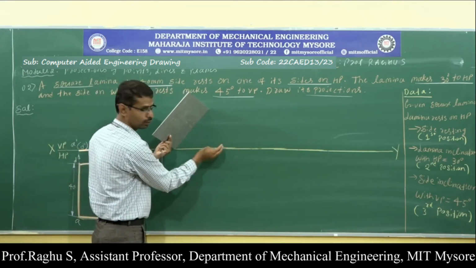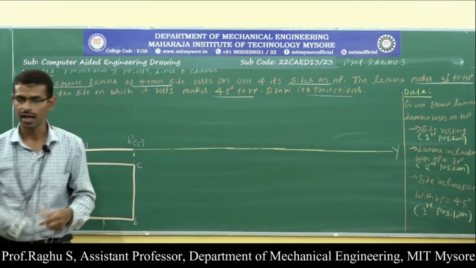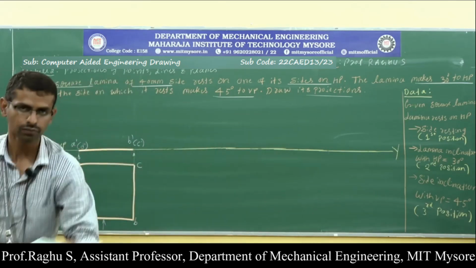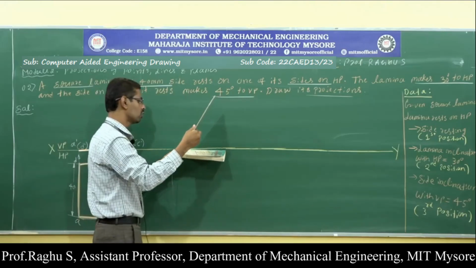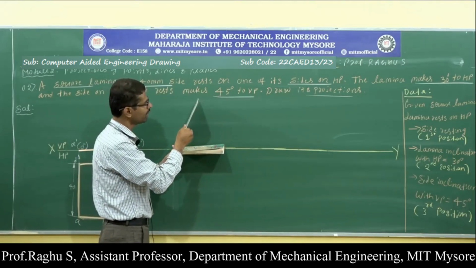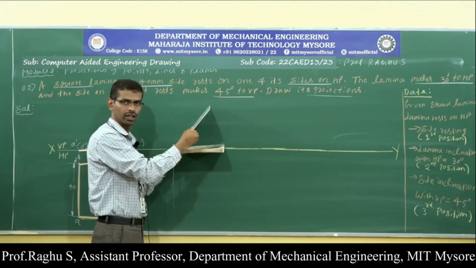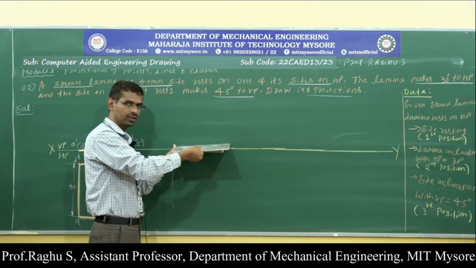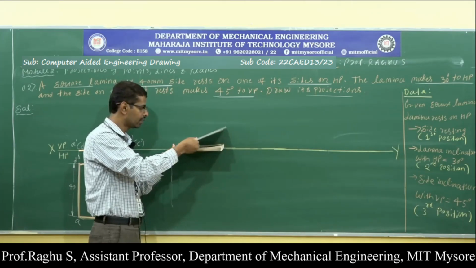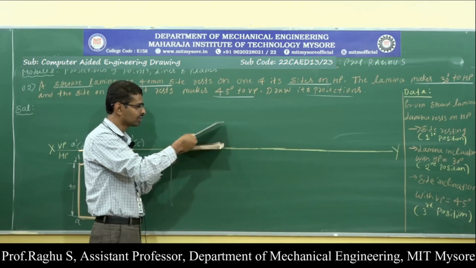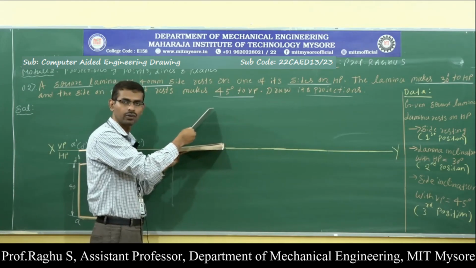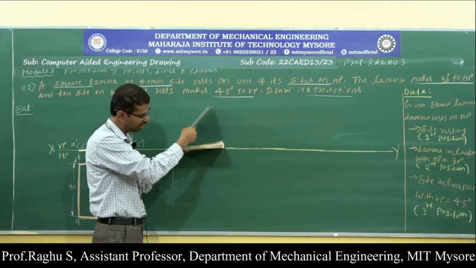In the second position, assume this line as a horizontal plane. So when the lamina is inclined, assume this book as a horizontal plane. Here the lamina makes 30 degrees with respect to HP. This is the initial condition. Now I am tilting the lamina such that the lamina makes 30 degrees with respect to HP. Now this is the 30 degree inclination.